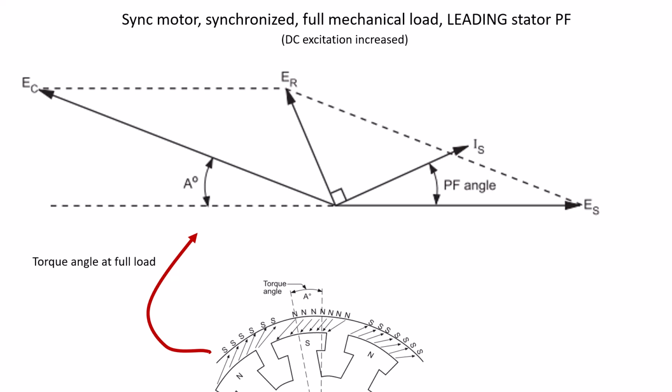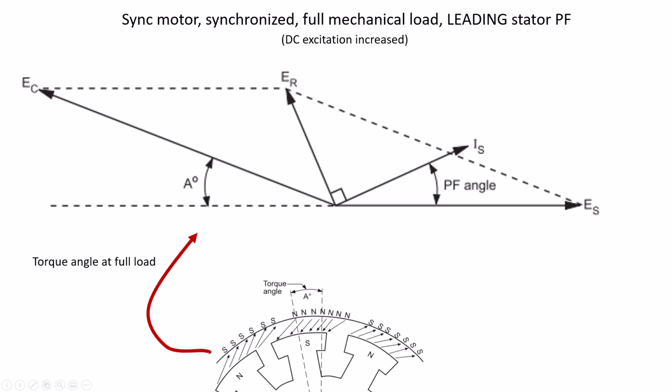If we were to increase the DC excitation, notice what has happened. Increasing the DC excitation has zero effect on the torque angle. Torque angle remains the same. However, what has happened is that the length or magnitude of the applied voltage has increased. Now, if the voltage is increased here, it means that when we do a vectoral addition of E of the coil and E of the stator, the resultant voltage will have shrunk. This means that the stator current has gone down.